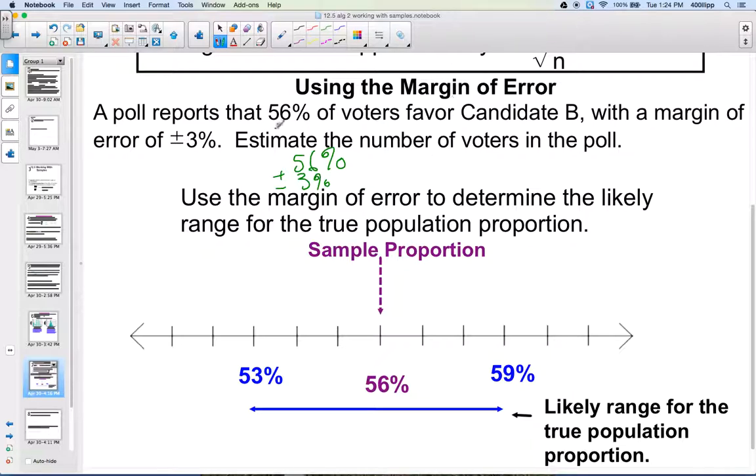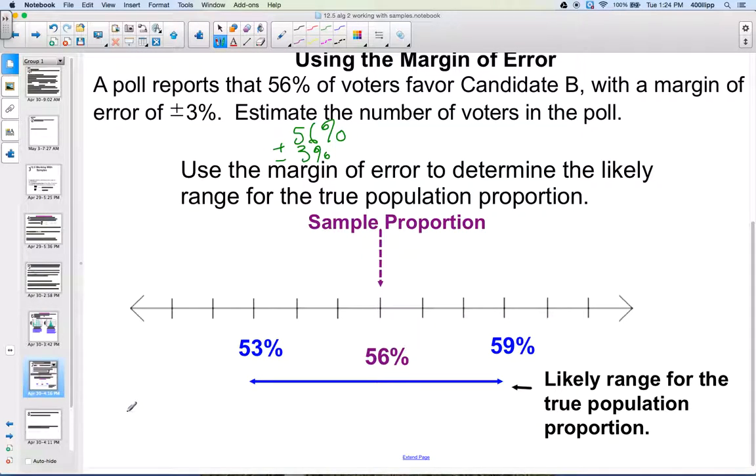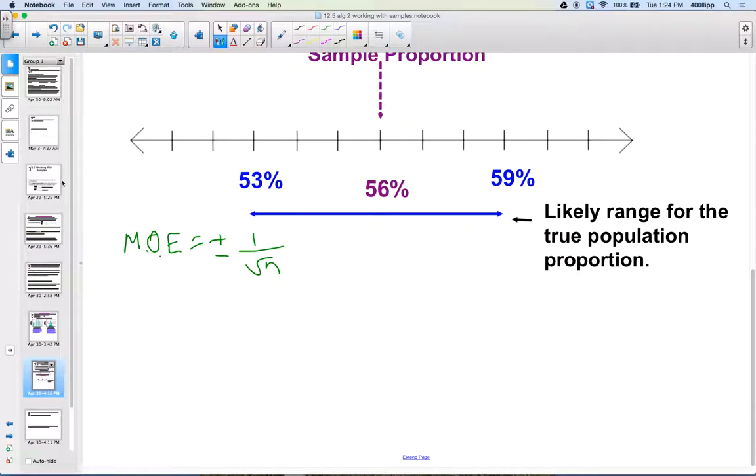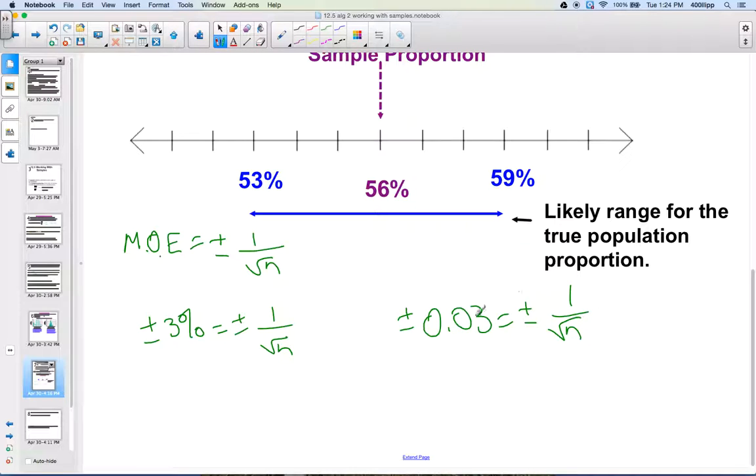So now we can look to see how many people voted. We know that the margin of error, MOE, is equal to plus and minus 1 over the square root of n. They told us that the margin of error is plus or minus 3%, and then we'll solve for n. So we have 1 over the square root of n, and 3% is plus or minus 0.03. Then we can multiply both sides by the square root of n, dropping our pluses and minuses. We know that n is going to have to be positive anyway, right?